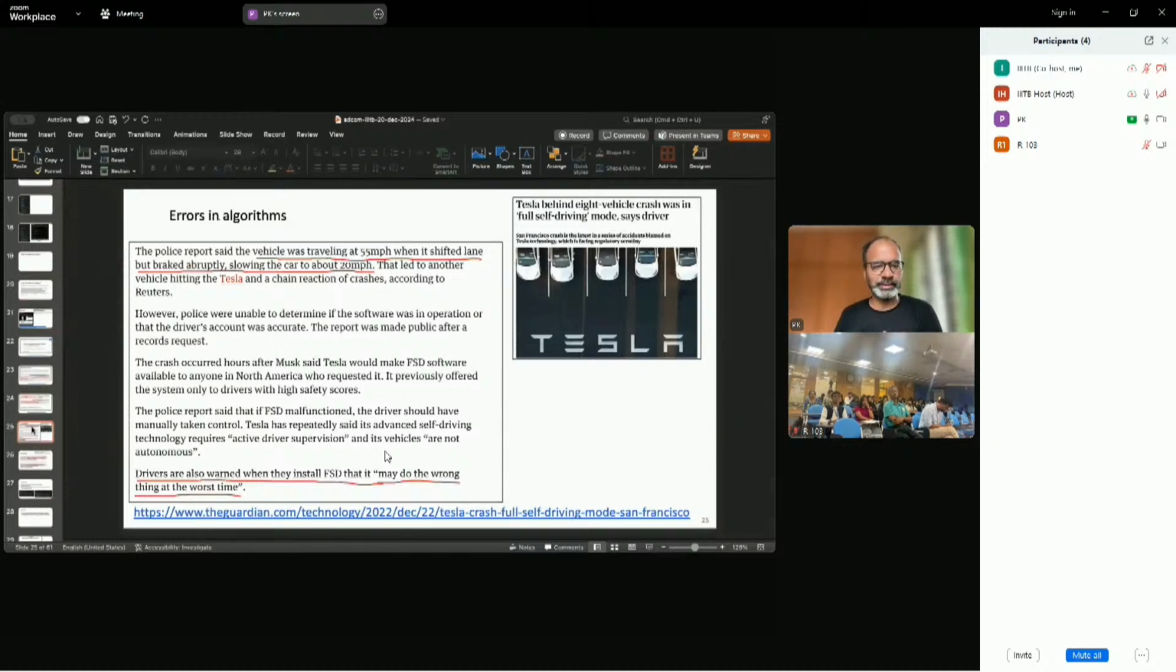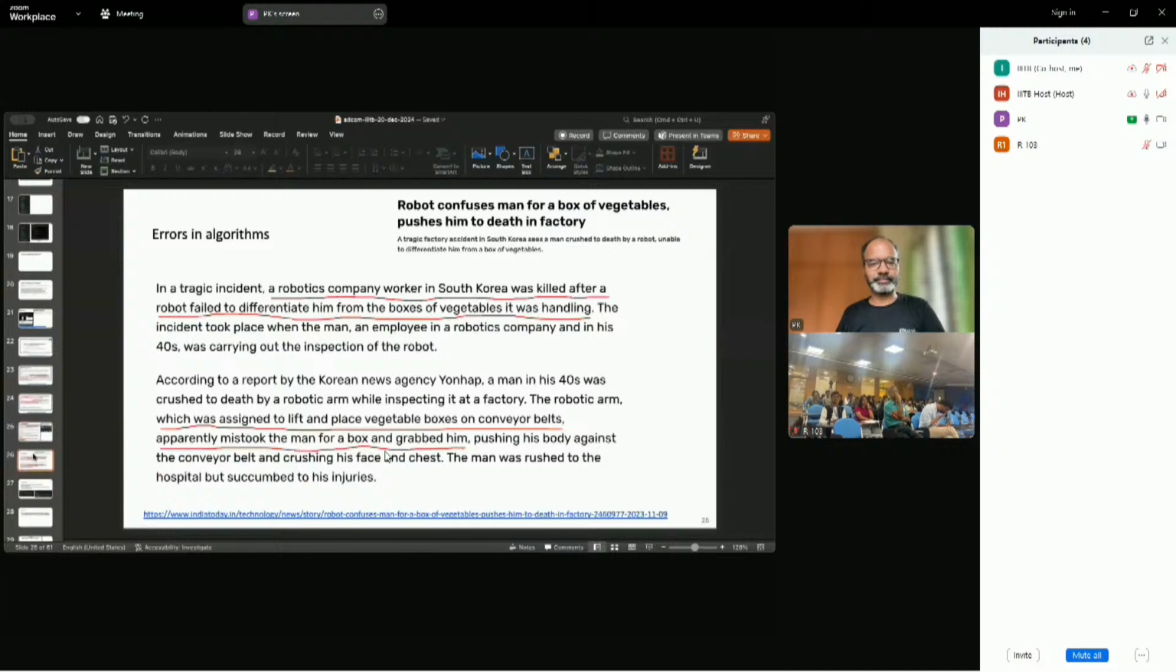One or two more. This is a Tesla car, where the car ended up. If you look at the first line, it says the police report said the vehicle was traveling at 55 miles per hour when it shifted lanes, but abruptly the car showed 20 kilometers per hour. It just changed the speed, and because of that they ended up having a multiple-car accident, which is an algorithm in the Tesla car that ended up doing that. There are many more examples like this.